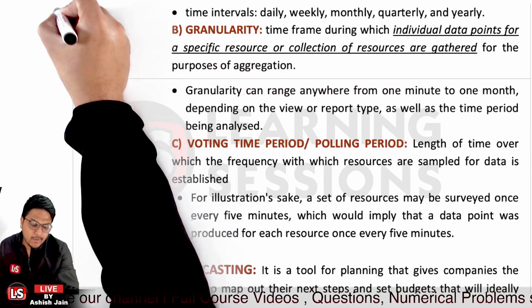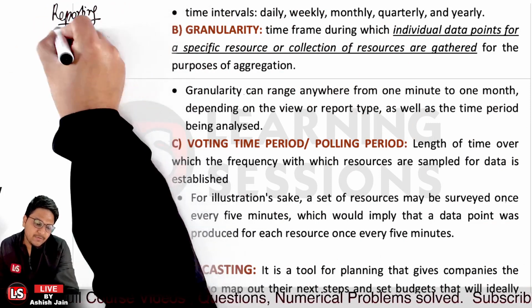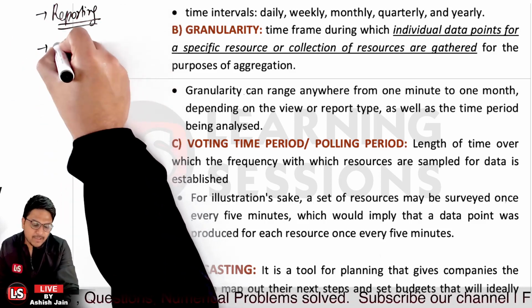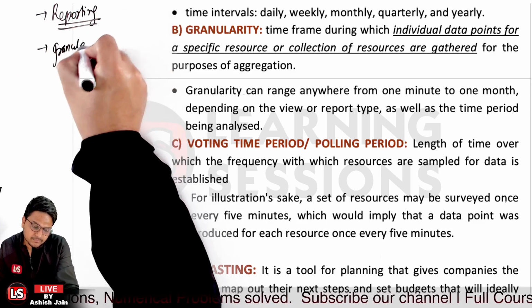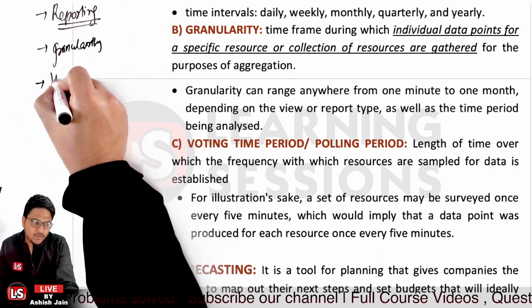So the first one was related to the reporting time frame, the second one was related to the granularity, and the third one is related to the polling time period.